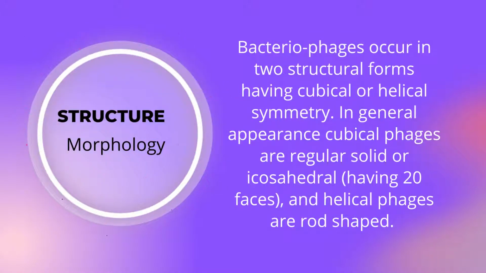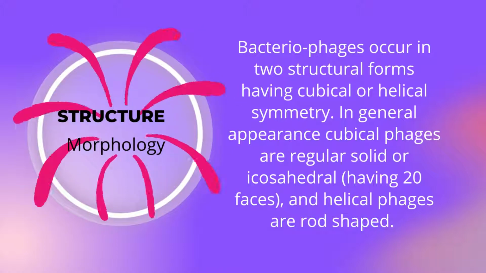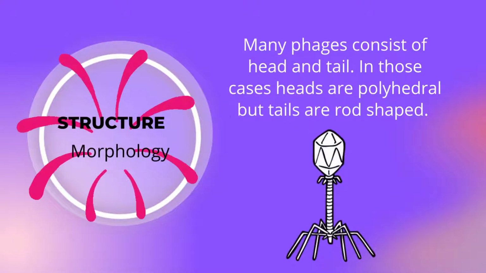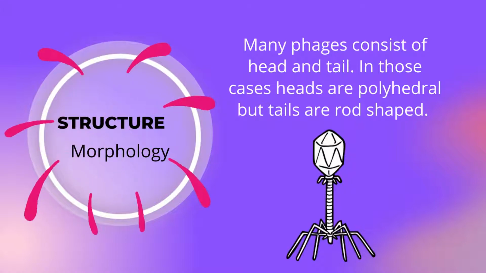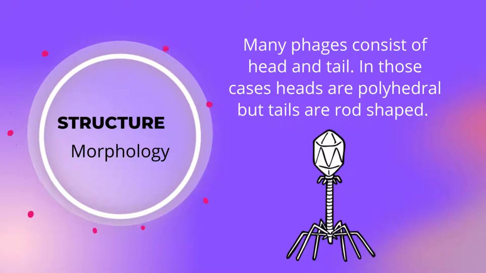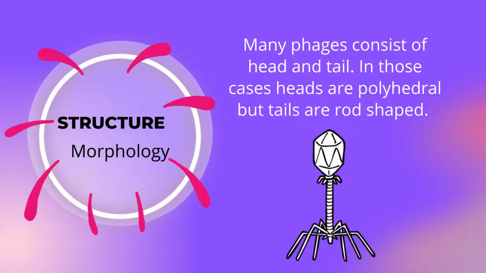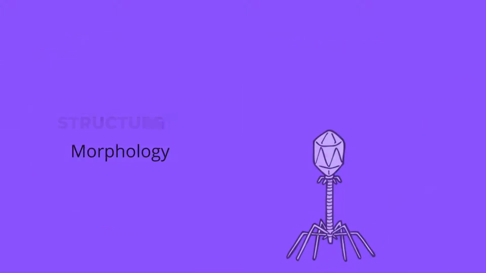Bacteriophage is a virus occurring in two structural forms having cubical or helical symmetry. In general appearance, cubical phage are regular, solid, or isohedral, having 20 faces, and helical phage are rod shaped. Here you can see bacteriophage. Many phage consist of head and tail. The head is polyhedral having many sides and tail is rod shaped. Both shapes are clear in this diagram.